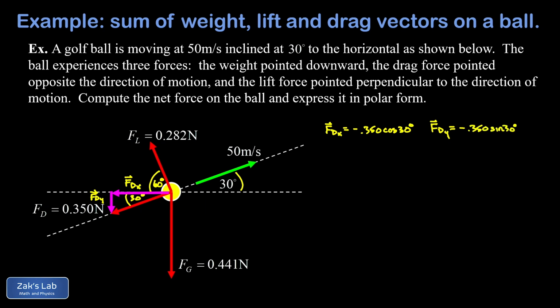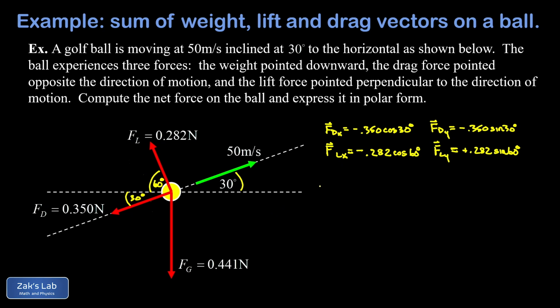All right, next we're going to decompose the lift force into its x and y components. So there's the x and y components of F sub L, the lift force. And that x component, we're going to call that F_LX. And the vertical component, we're going to call that F_LY. So F_LX also points to the left, so that's going to get a minus sign. And that's the adjacent side of this right triangle that we got by projecting our vector onto the horizontal axis. So for that, we're going to have hypotenuse times the cosine of 60, so 0.282 cosine of 60 degrees. And then F_LY is going to be 0.282 sine of 60 degrees, and that one is positive because it points upward.